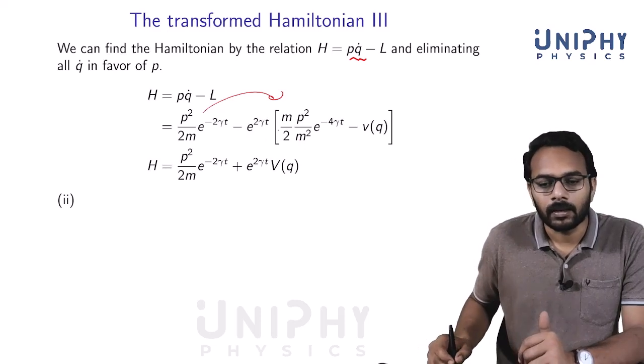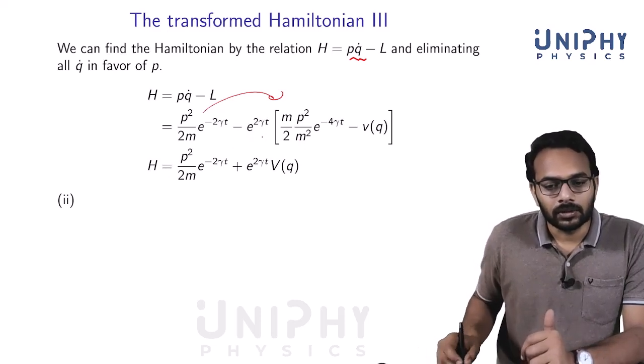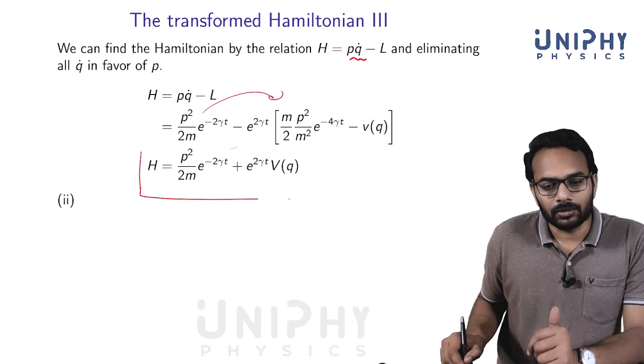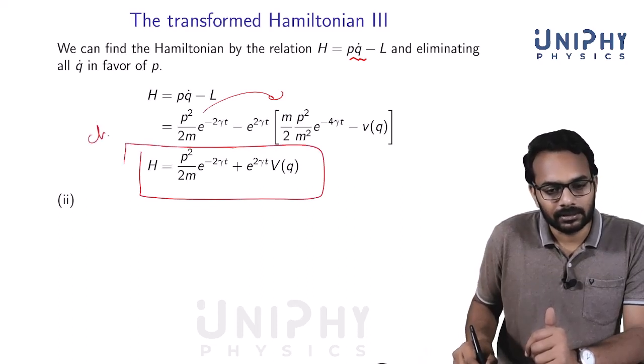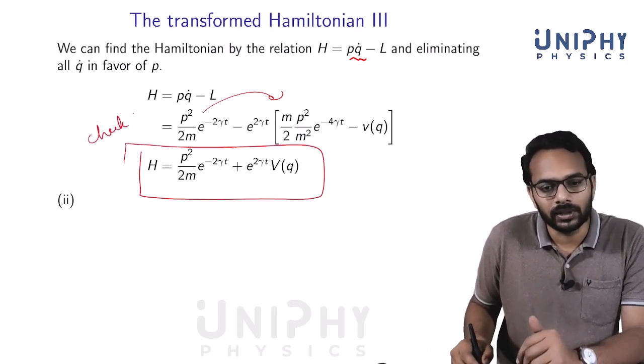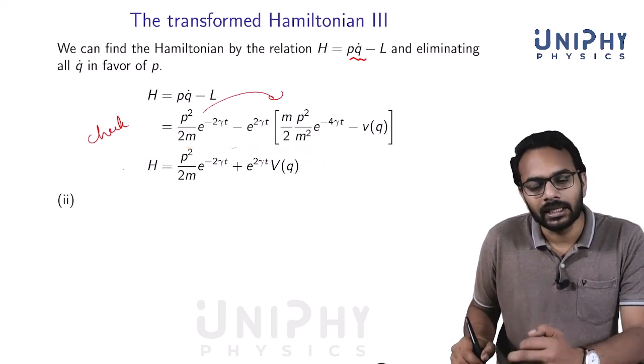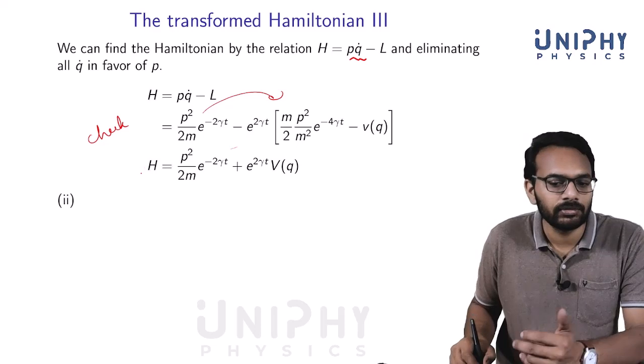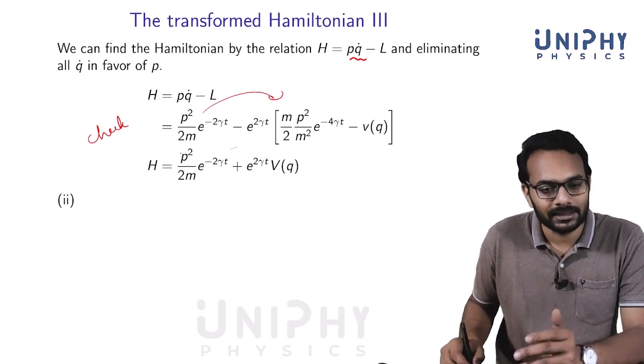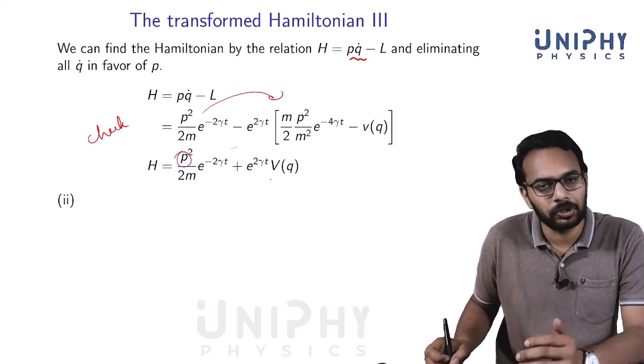All right, so we have got the Hamiltonian. You can check the steps. We don't want to go into detail with these steps, because I think we have done these kinds of problems in some detail earlier. So we have found the Hamiltonian. We see that the Hamiltonian is a function of p and q, as it has to be.